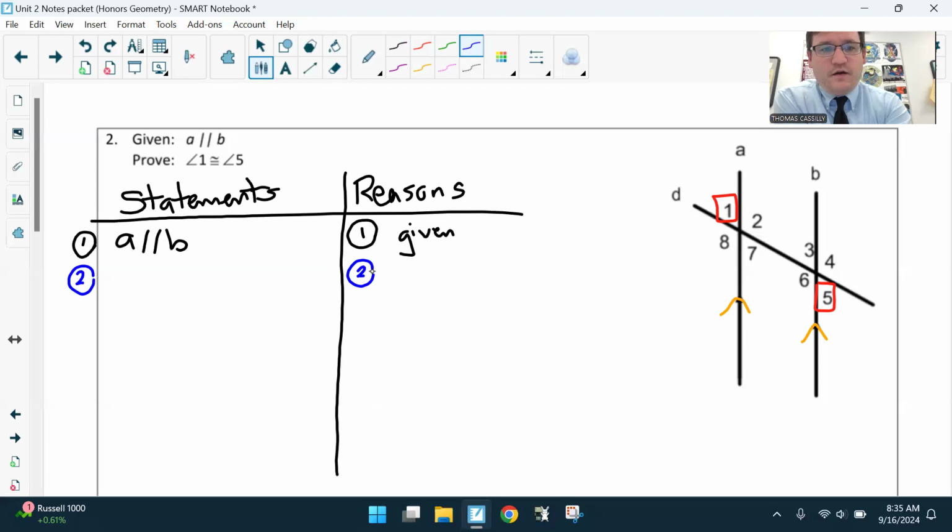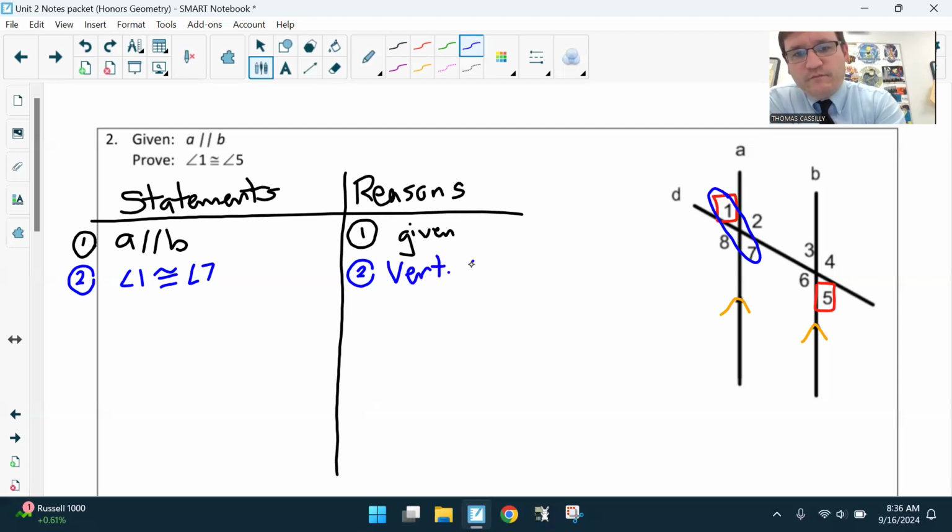So let's see here. We have written down A and B are parallel. We know that because that's just the given information. Now, we have to look at the picture and figure out what are some things that we can deduce. The first thing I see is angle 1 is congruent to angle 7. Why do we know angle 1 and angle 7 are congruent? Well, those are vertical angles. Remember, vertical angles are the ones that are across from the X. Angle 1 and 2 are a linear pair, but angle 1 and angle 7 are vertical. So since they're vertical, we know they are congruent.